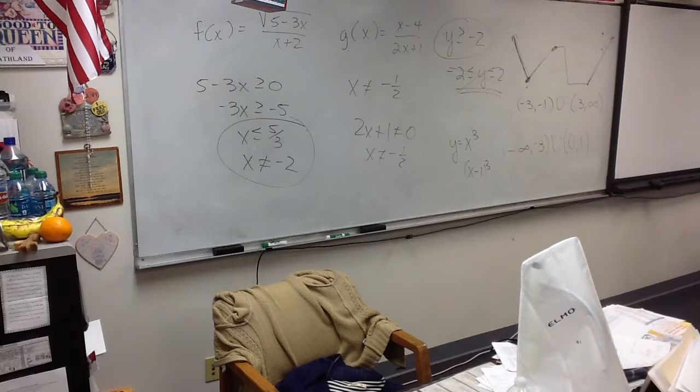How about H? All real numbers. Why is H all real numbers? There's no denominator to worry about, and there's no radical to worry about. And no denominator, no radical means no problem. Right? What about K? X is greater than or equal to -2.